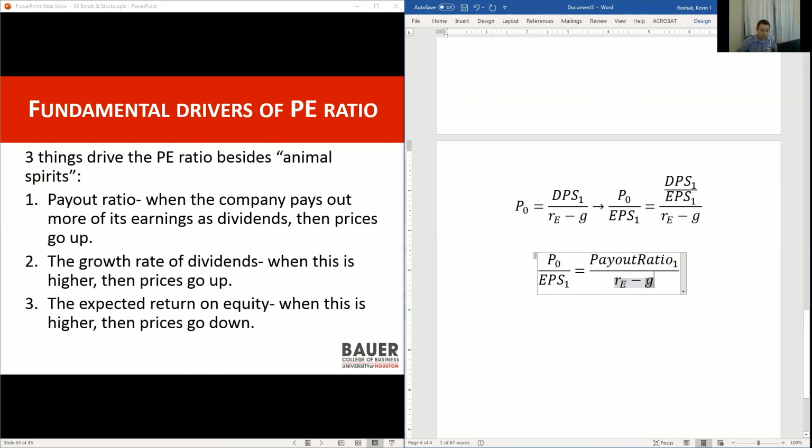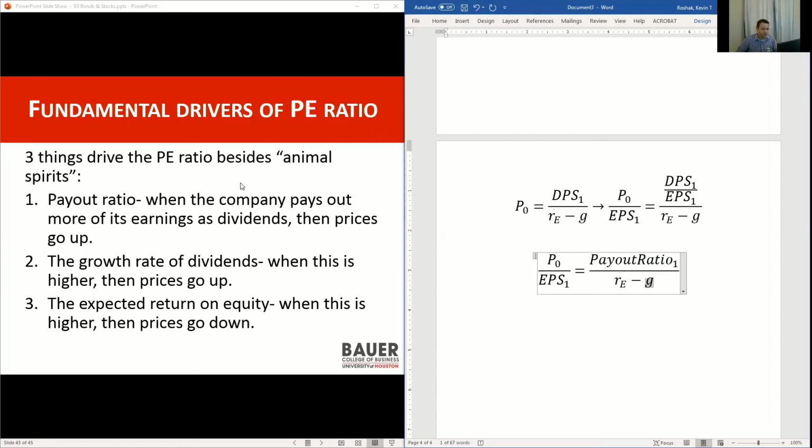Same idea with the growth rate. If Apple's dividends are growing faster than Samsung's dividends, then that too is going to push up the PE ratio. Okay, so we can have a very simple model to think about the fundamental drivers of stock prices. And this PE ratio gets used all the time. You turn on CNBC, you'll hear it all the time.